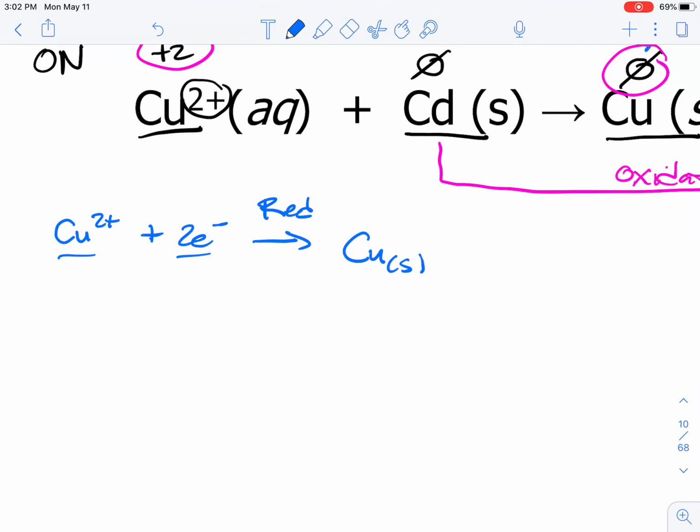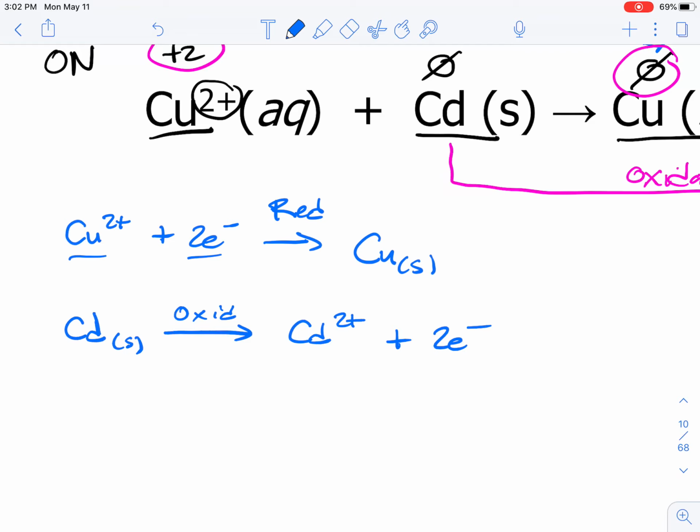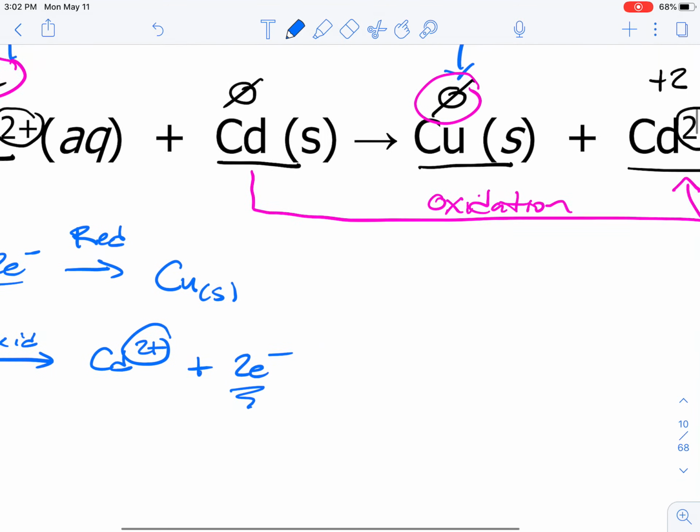So for oxidation, I have cadmium. Since oxidation is occurring for cadmium solid, that means it's going to lose electrons. Sorry, so let me take a step back. When cadmium is undergoing oxidation, it's going to lose 2 electrons, therefore the charge on cadmium is going to be +2. Okay.